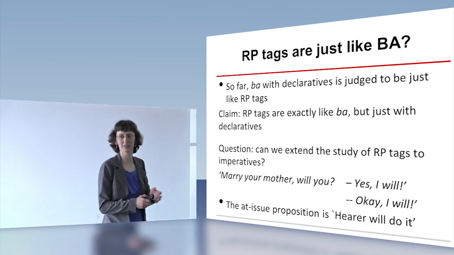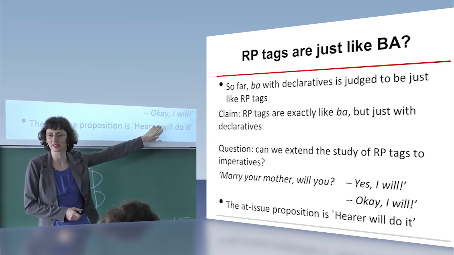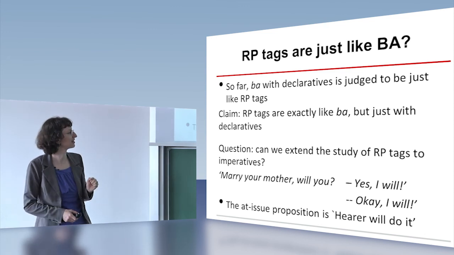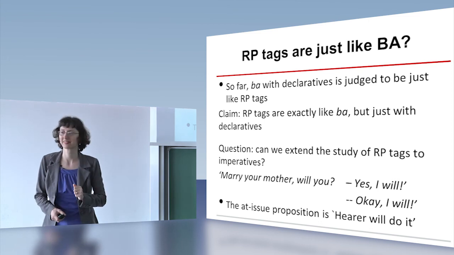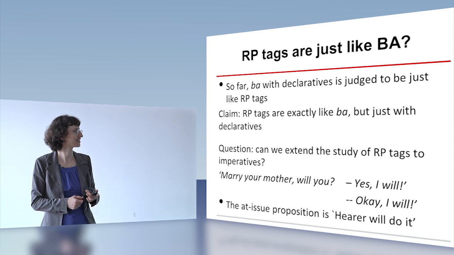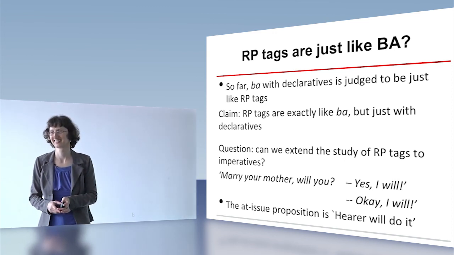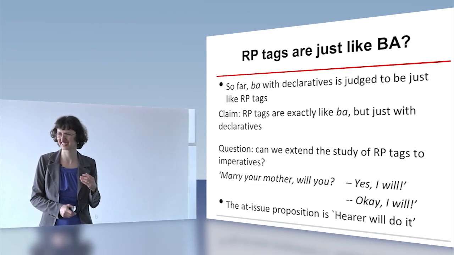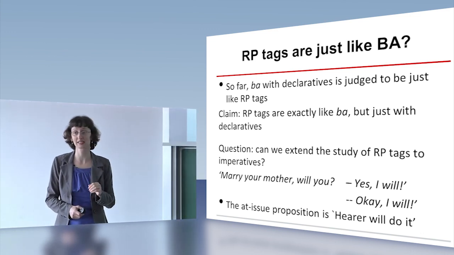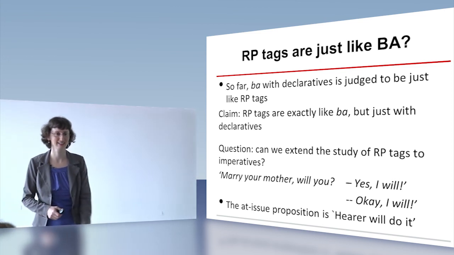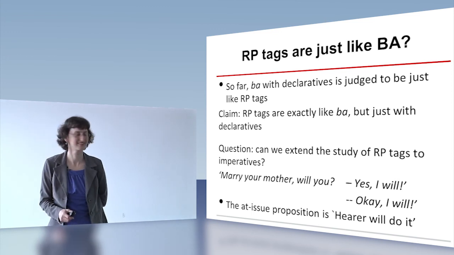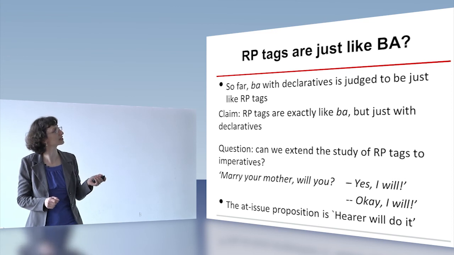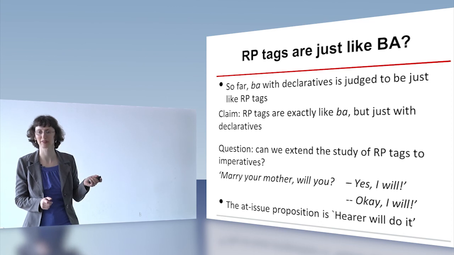So notice there's a special thing for just actions or preferences, and that's okay. Okay is a word that is only good, well, I want to claim. Not 100% sure about that one. But yeah, marry your mother, will you? Says somebody to Oedipus. Okay, I will. Compare that to the declarative assertion, you will marry your mother. Okay, I will. Ew. Yeah, that's weird. As opposed to, you will marry your mother. Yes, I will. The Pythia already told me. I've heard that prophecy before. I guess. So the at-issue proposition is really that the hearer will do it. And possibly reverse polarity tags are just like ba if we keep going with them far enough.